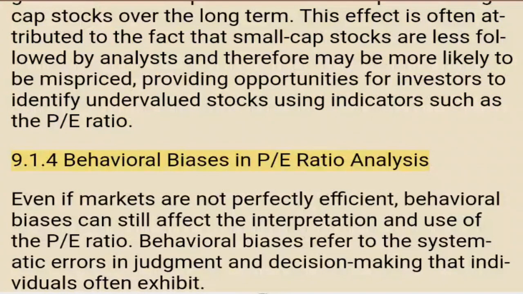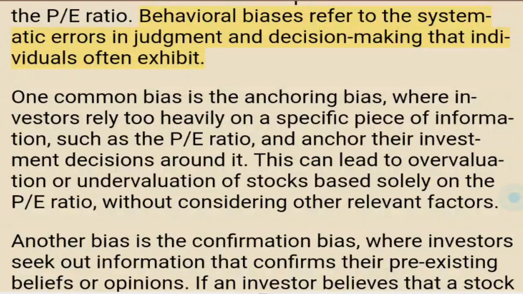9.1.4 Behavioral biases in P/E ratio analysis. Even if markets are not perfectly efficient, behavioral biases can still affect the interpretation and use of the P/E ratio. Behavioral biases refer to the systematic errors in judgment and decision-making that individuals often exhibit. One common bias is the anchoring bias, where investors rely too heavily on a specific piece of information, such as the P/E ratio, and anchor their investment decisions around it. This can lead to overvaluation or undervaluation of stocks based solely on the P/E ratio, without considering other relevant factors.